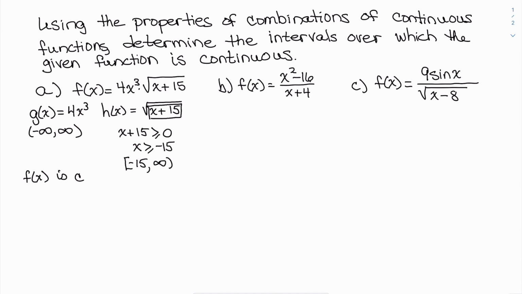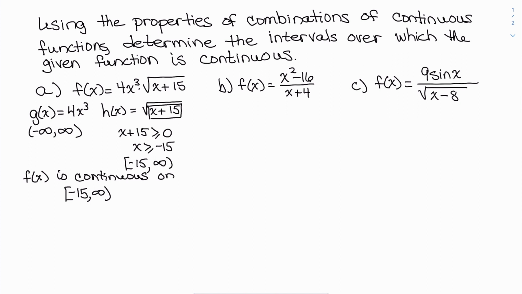Now the function f of x is continuous on the interval that meets both of those conditions. So it has to be the strictest of those, and that would be the interval negative 15 off to infinity. And remember, we always use a parenthesis at the infinities for the numerical values. If it's "or equal to," include the endpoint, we use a bracket. If it doesn't have that "or equal to," we use a parenthesis. Let's go on to part B.